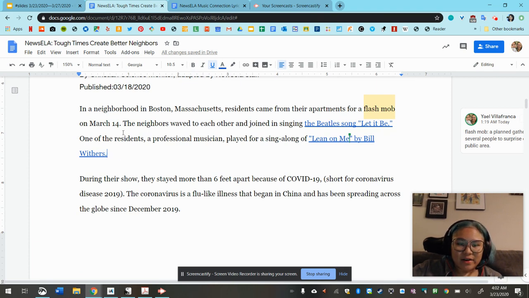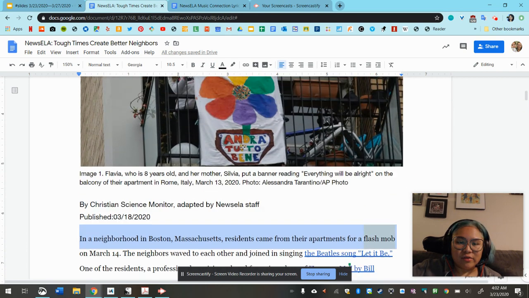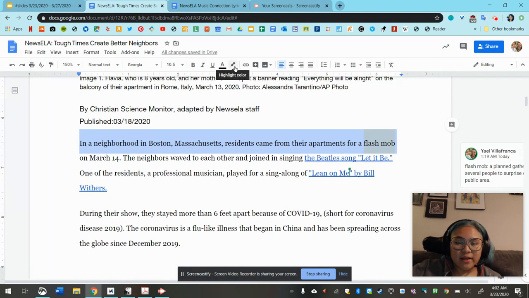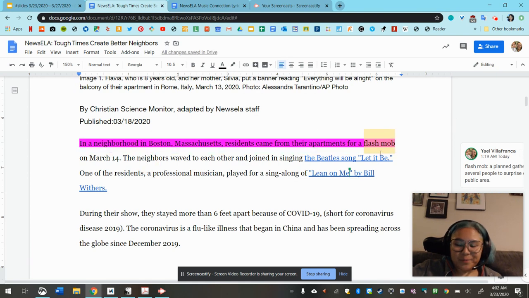This paragraph, I notice, is only 2 sentences long. And I think the most important thing that I learned here is that the neighborhood in Boston, Massachusetts, pretty much the first paragraph, residents of that neighborhood came together from their apartments for a flash mob on March 14. I don't think it's really important to note when this took place. This is a news article, so obviously this is very recent news. So I'm going to go here to my highlight icon and I'm going to click pink. And so there we go.